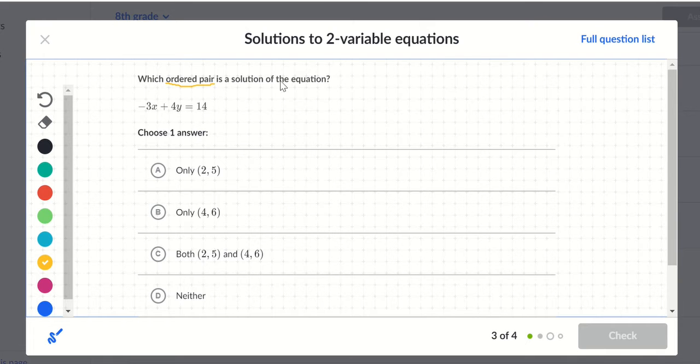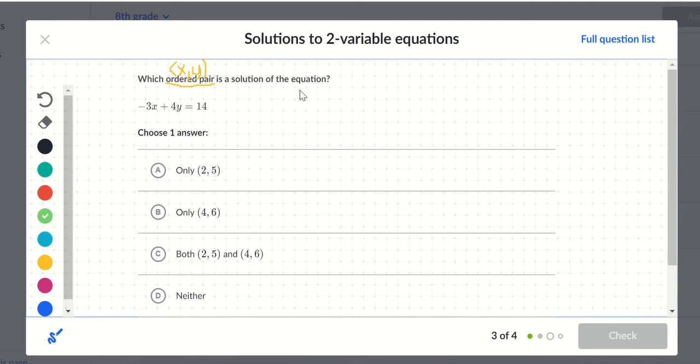We know what an ordered pair is. An ordered pair is a set of coordinates that we graph. Also, remember that in an ordered pair, the first term is your x and the second number is your y. So that means for this ordered pair, our x is 2 and our y is 5. For this ordered pair, our x is 4 and our y is 6. And then for C, it's just repeating the same ordered pairs from here. So we know what an ordered pair is.